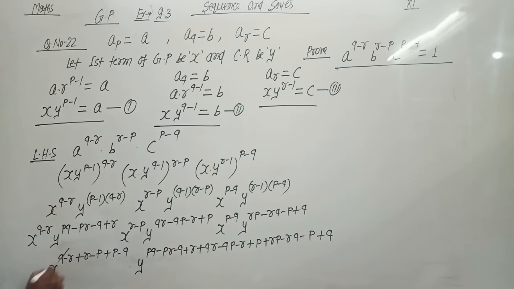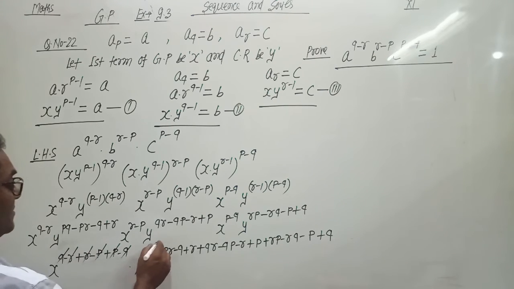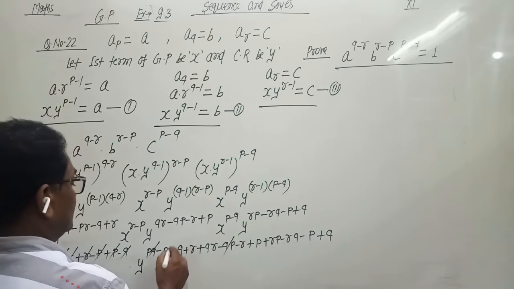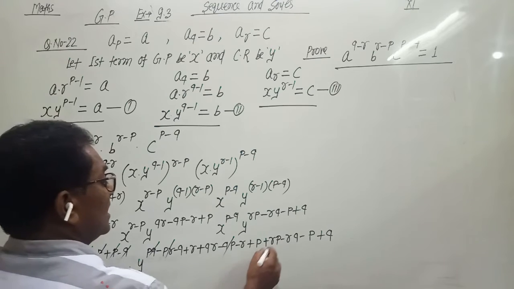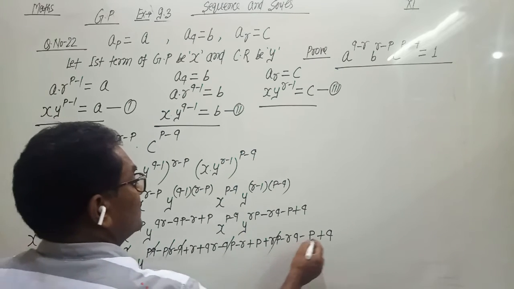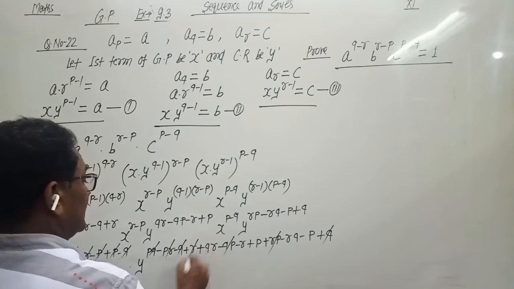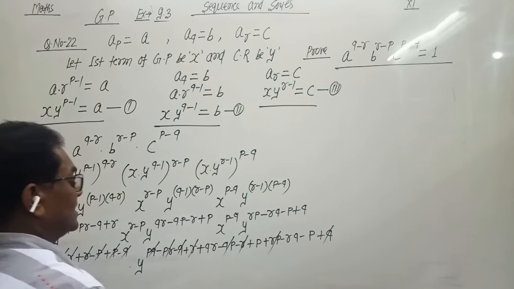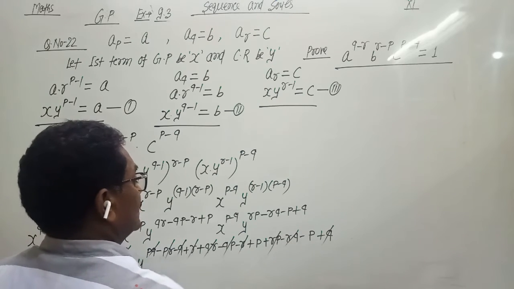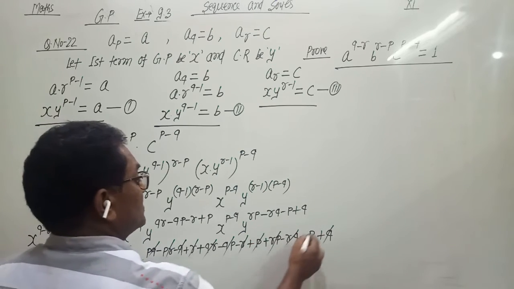So plus q and minus q cancel. Minus r and plus r cancel. Minus p and plus p cancel. Plus pq and minus pq cancel. Minus pr and plus pr cancel. Minus q and plus q cancel. Plus r and minus r cancel. Plus qr and minus qr cancel. Plus p and minus p cancel.